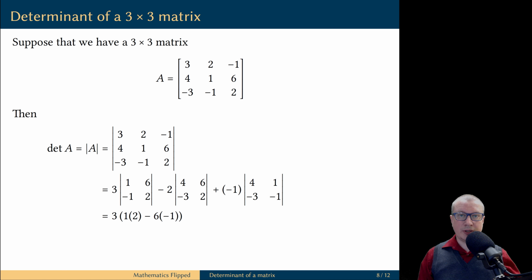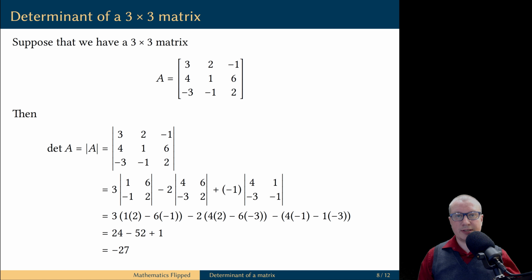The first determinant is equal to 1 times 2 minus 6 times -1. The second determinant is equal to 4 times 2 minus 6 times -3. And the third determinant is equal to 4 times -1 minus 1 times -3. Now we just do this arithmetic computation, and we see that the determinant of this matrix is equal to -27.